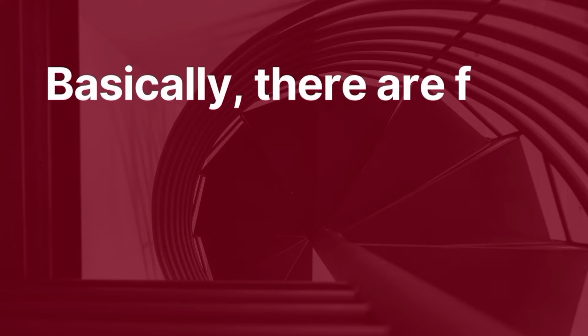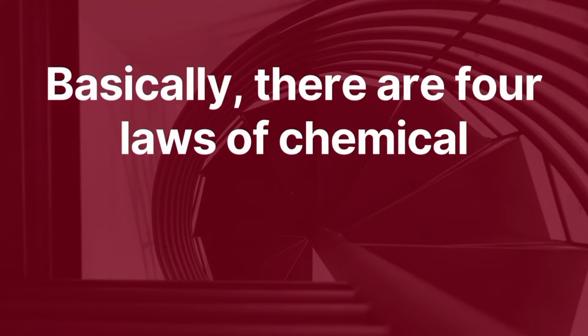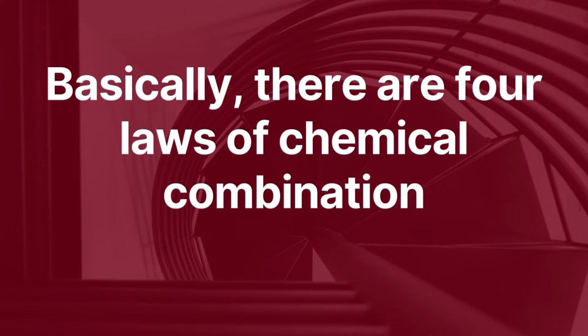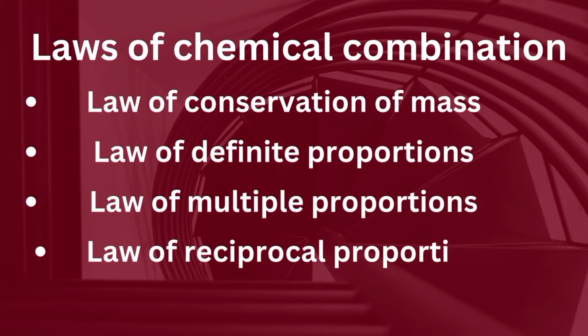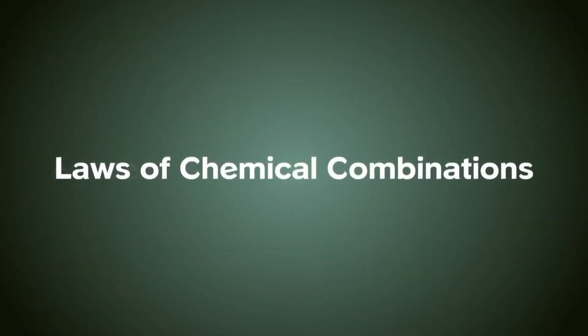Basically, there are four laws of chemical combination, and they include the law of conservation of mass, the law of definite proportions, law of multiple proportions, and law of reciprocal proportions. Next, I will be introducing you to a video that will give you a detailed explanation of the laws of chemical combination.